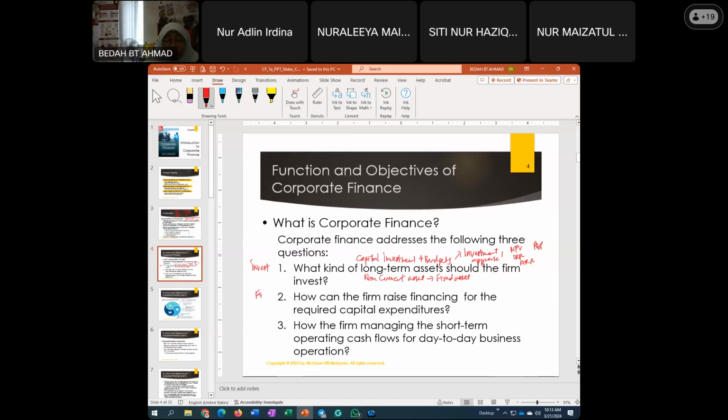So the next question is how to finance the investment. So this is financing. How to get money to pay for your investments. How can the firm raise financing means how can the firm get money. Get money, or in finance terms, they call it source of financing.